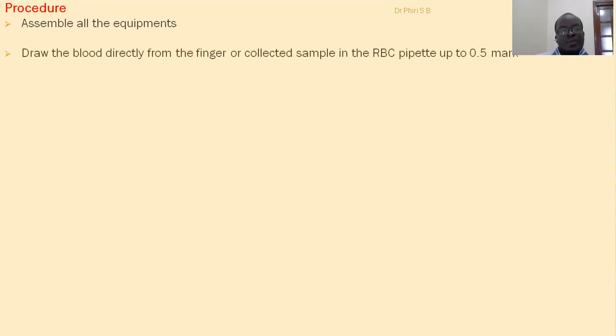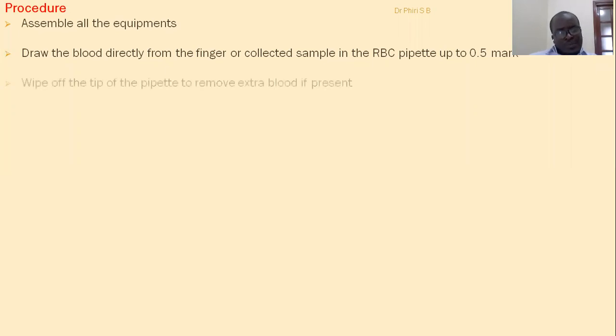After you have the equipment, you draw the blood directly from the finger or a collected sample into the red blood cell pipette up to the 0.5 mark. So you draw, or you aspirate, blood. First you prick your finger. When you prick your finger, there's blood. You can use a lancet or a small needle to prick yourself, then you squeeze the blood out, then you get the pipette for the red blood cell, and you aspirate up to the 0.5 mark, then you stop.